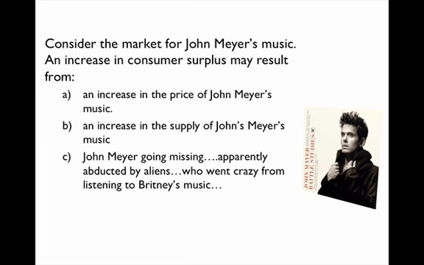Just remember that when the price goes up, consumer surplus goes down. When the price goes down, consumer surplus goes up. So anything that causes an increase in consumer surplus for John Mayer's music will be anything that decreases the price for John Mayer's music. So you have to look for the things that decrease the price here. An increase in the price of John Mayer's music, clearly that decreases the consumer surplus. That's not it. An increase in the supply of John Mayer's music reduces the price of John Mayer's music. So that should be the answer.